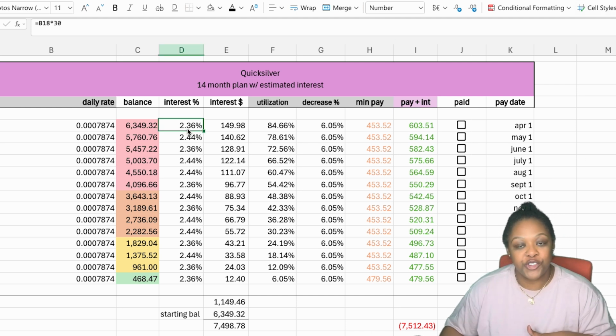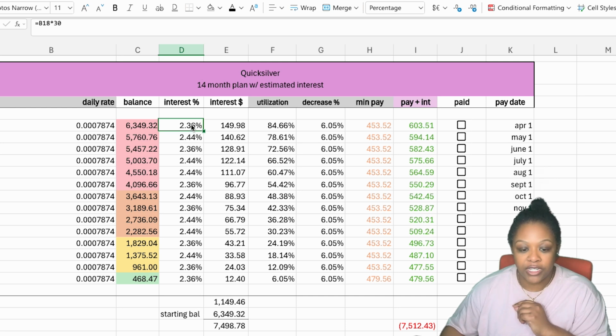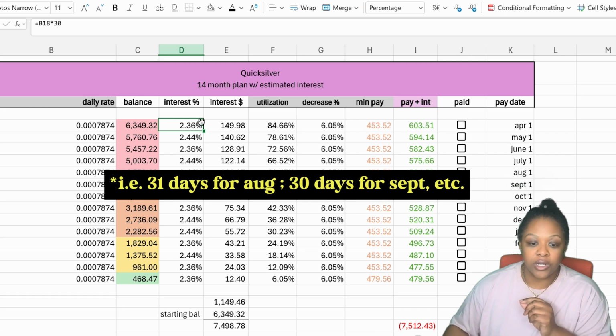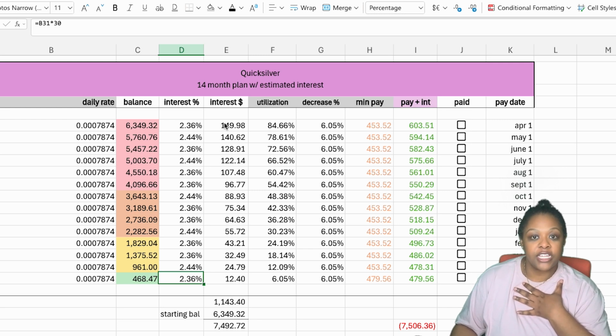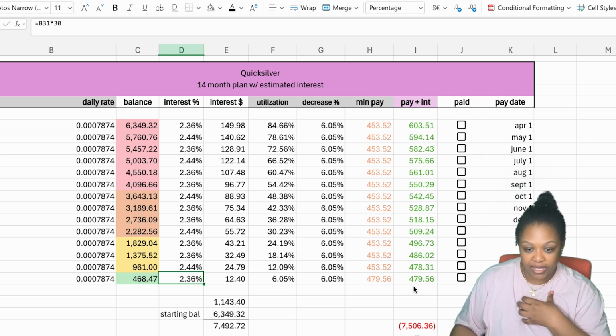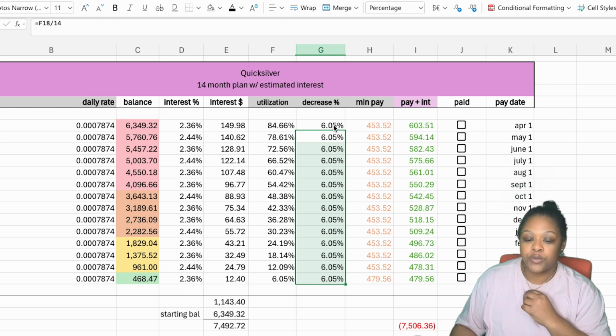Keep an eye on your interest percentage column. So yes, you can take the first calculation that you did and drag it all the way down. Then what you want to do is go back into your interest percentage and change your number of days. So yeah, this is my schedule, and as you can see, your balance should decrease and in turn decrease your interest, in turn decrease your payment that you're making. What does not change on here is the daily rates column and the decreased percentage column. We always want to keep this the same just so we can spread it evenly over the month.